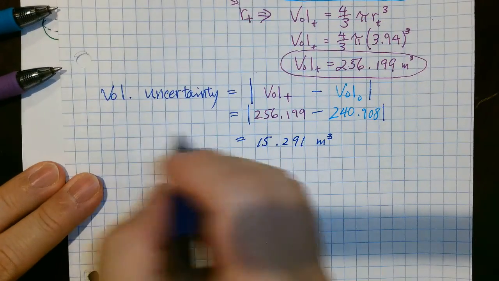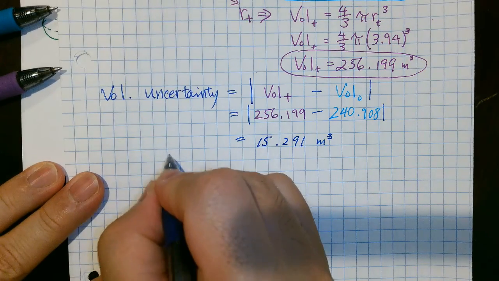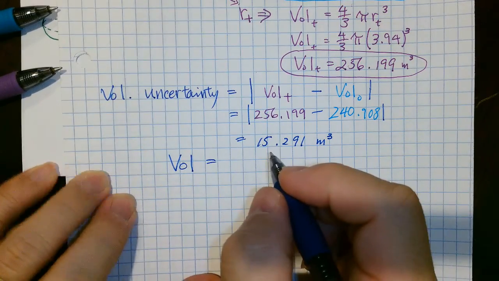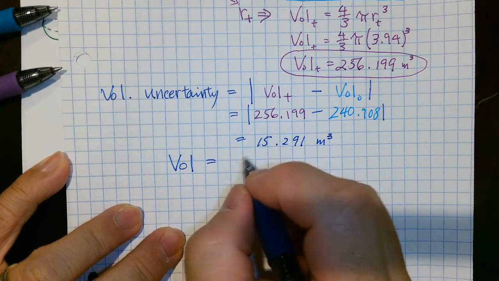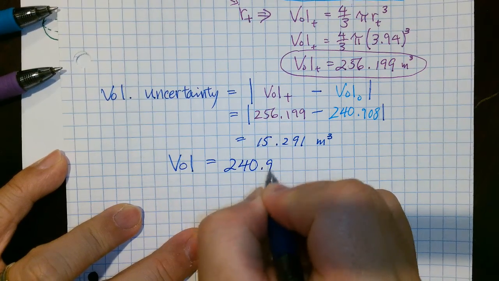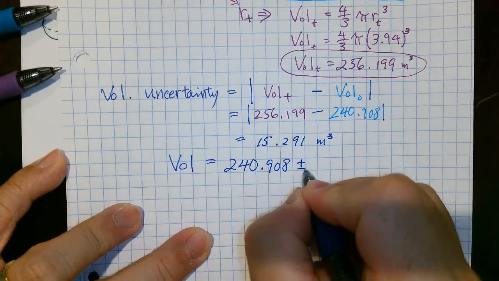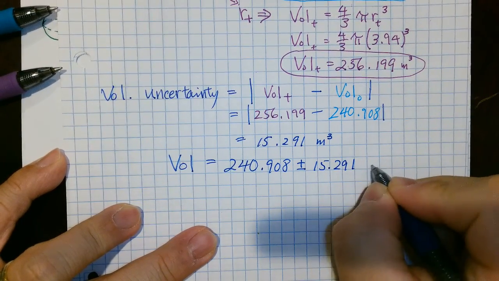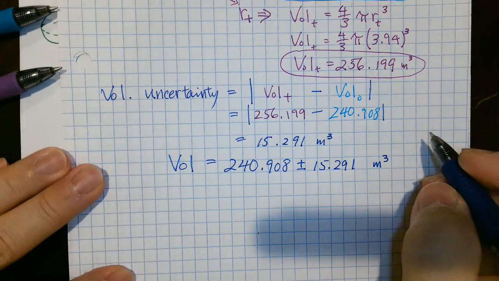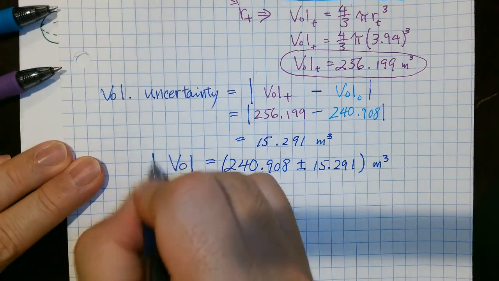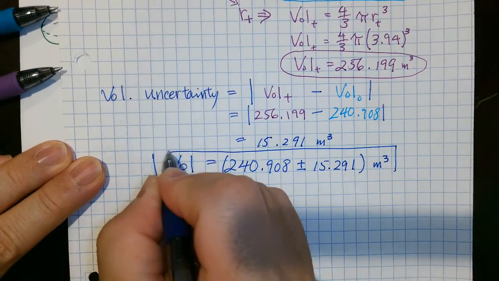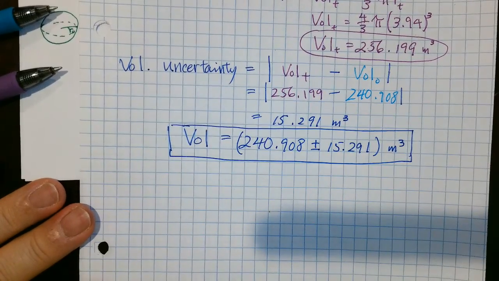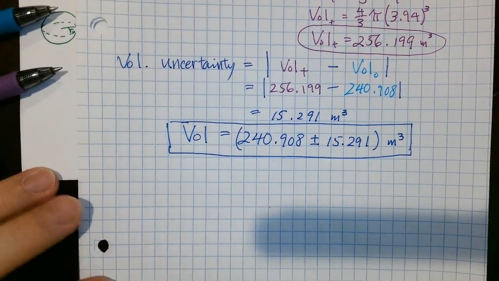So if you want to write the new volume with the uncertainty, it can be written as follows: 240.908 plus or minus 15.291 meters cubed. This would be the volume with uncertainty. We're not done yet. We're looking for the percent uncertainty now.